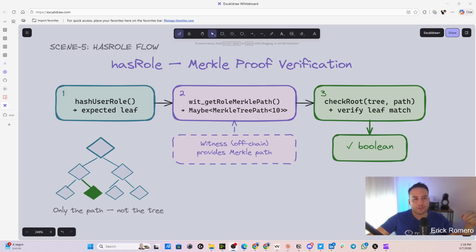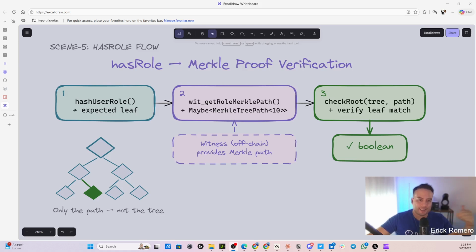This witness function looks up the commitment in the off-chain private state and returns a Maybe Merkle tree path. If the role was granted, you get Some with a full Merkle path, the sequence of sibling hashes from the leaf up to the root. If the role was never granted, you get None.